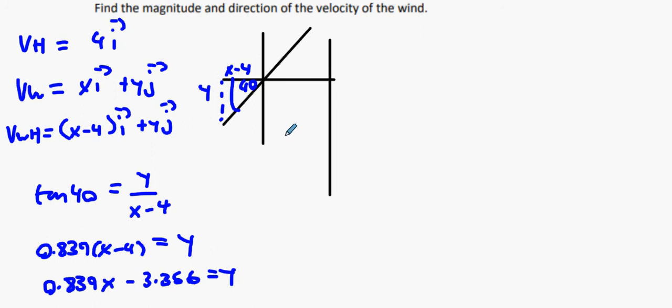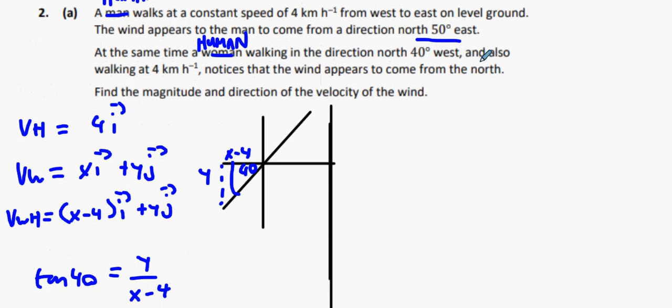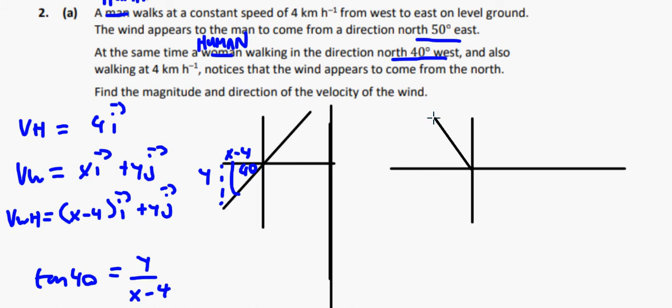Alright, that's scenario 1. In scenario 2, the human is walking in a direction north 40 degrees west. So they're walking in a northwest direction, north 40 degrees west, like so. So this once again is 40 degrees, and they're going at 4. This makes this 4 cos 40 and 4 sin 40.